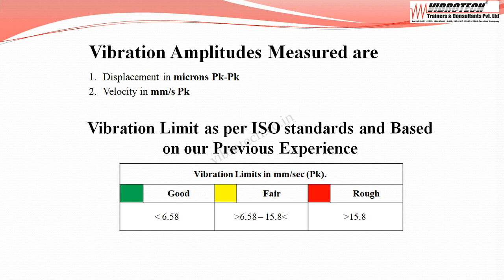As per ISO standard and with our previous experience, when the velocity falls below 6.58 mm per second peak, it's considered as good. When the velocity falls between 6.58 to 15.8 mm per second peak, it is considered as fair. And when the velocity falls above 15.8 mm per second peak, it is considered to be rough.